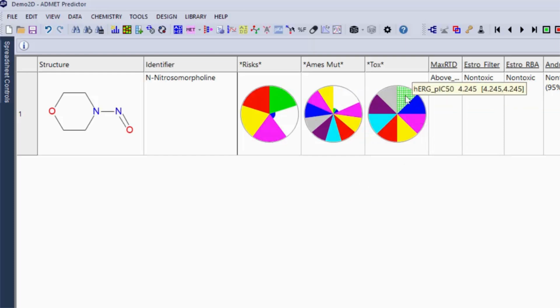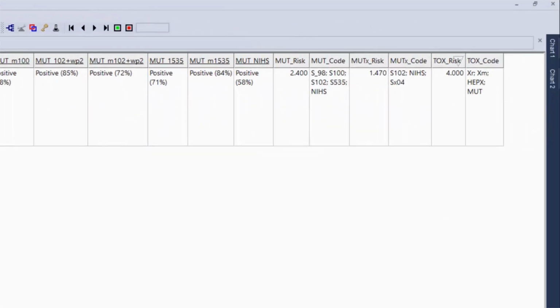For the Tox star plot, you have the hERG pIC50. This is hatched, so it means the prediction is out of scope for this compound. You have the log of the rat acute toxicity data, the log of the TD50, the mouse TD50, and then the 3 blood enzymes that could be elevated that are related to liver toxicity, and then finally the mute risk, which is 2.4. So let's start off at the mute risk first. If we scroll way to the right, you'll see the mute risk of 2.4.